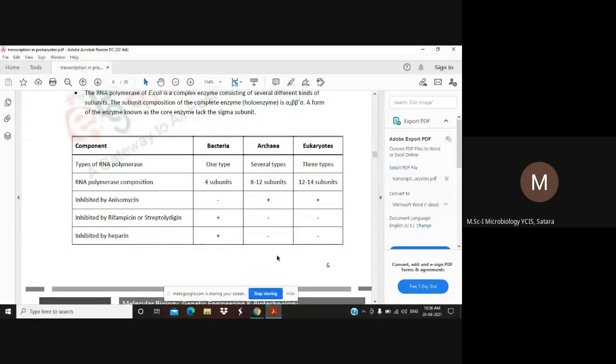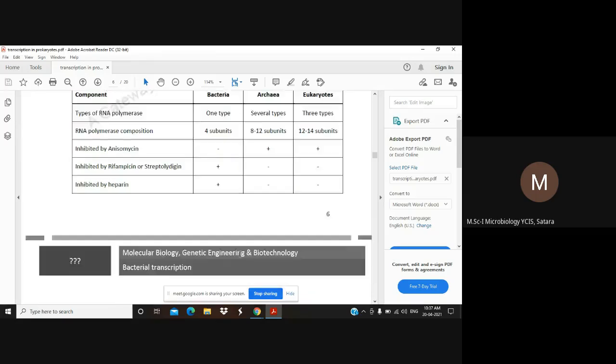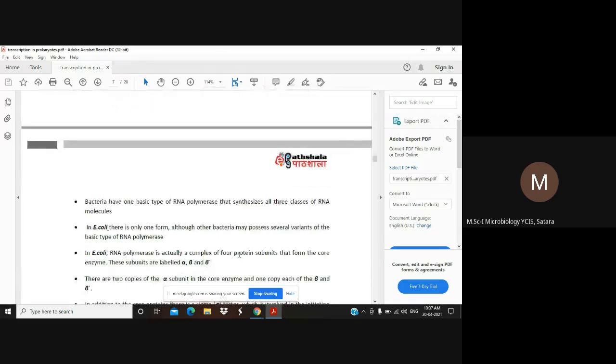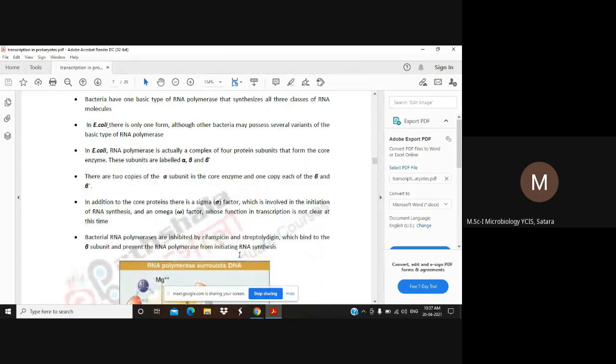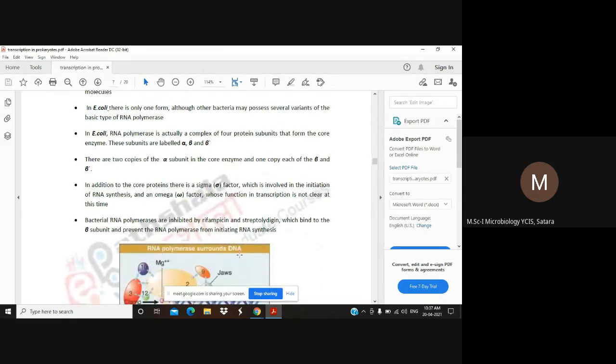So types of RNA polymerases. In case of bacteria, a single type is there. In case of eukaryote, 3 different RNA polymerases are there, and they have different subunits. So in case of eukaryote, they have 12 to 14 subunits. So a little bit complex structure is there in case of eukaryotes. Then in case of E. coli, which are the subunits present?